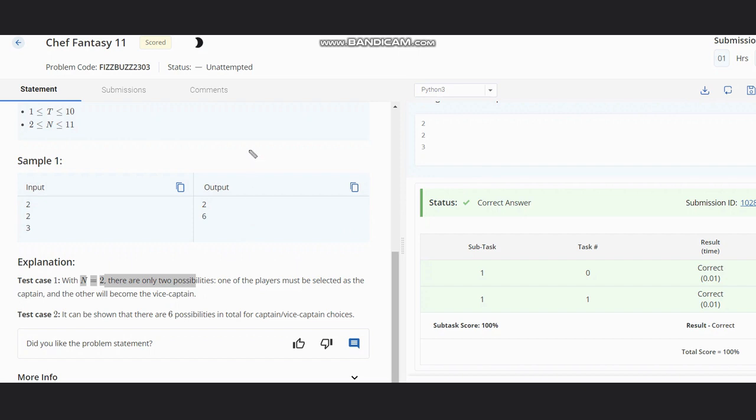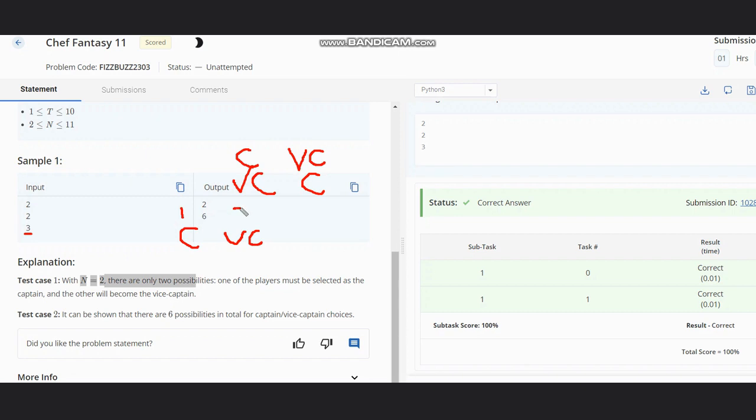If n is equal to 2, there are two possibilities: we will have one player as captain and the other as vice captain, or vice versa, vice captain and captain. So we have two possibilities here. In case of 3, we have 6 possibilities, as the first and second can be captain and vice captain.